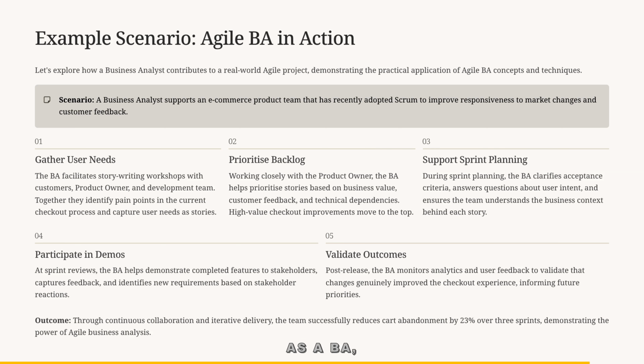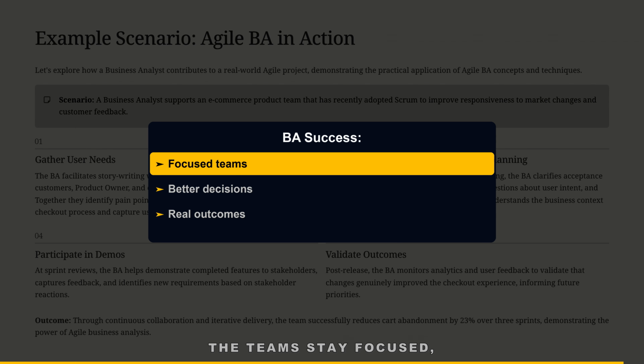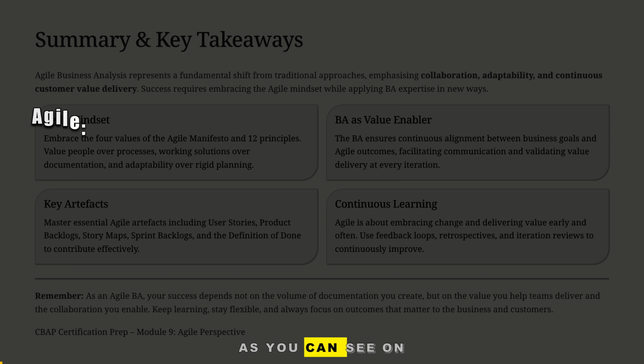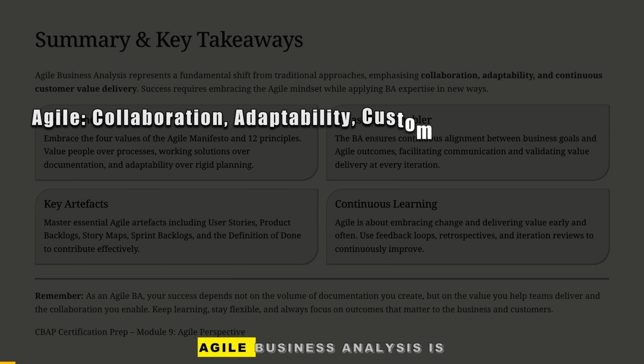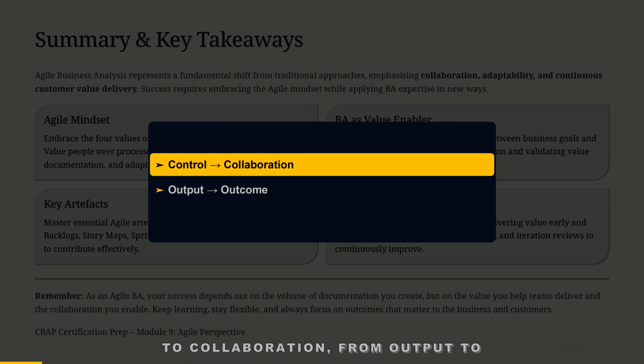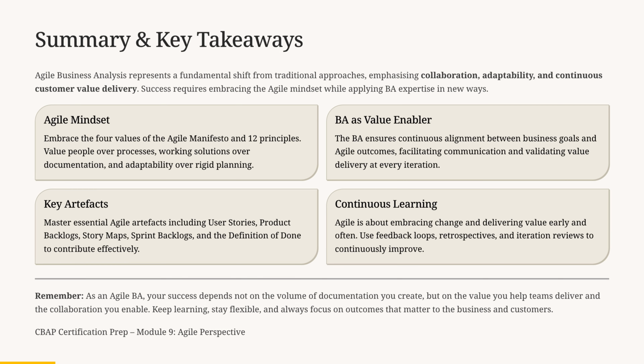As a BA, your success here wasn't about writing perfect documents. It was about helping the team stay focused, make better decisions, and deliver real outcomes. As you can see on this final slide, Agile Business Analysis is a mindset shift, from control to collaboration, from output to outcome. Let's recap the journey.